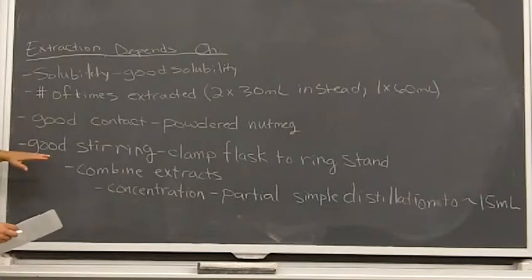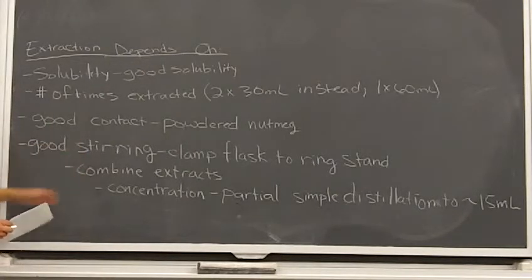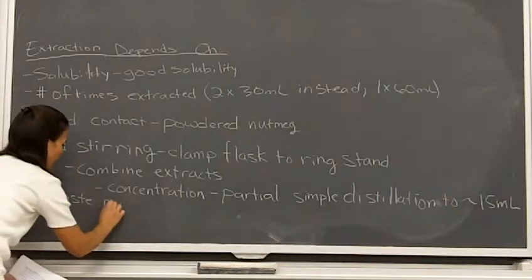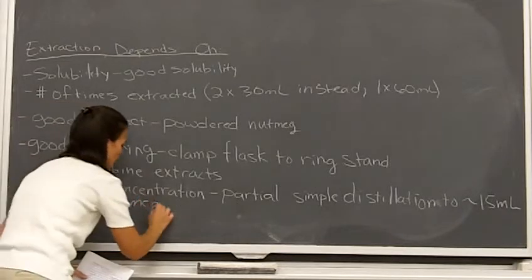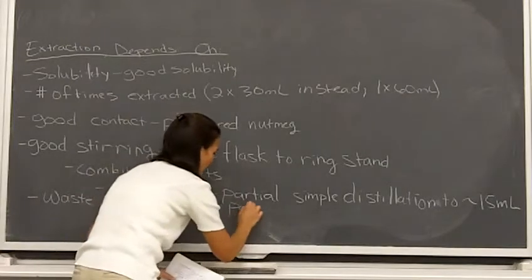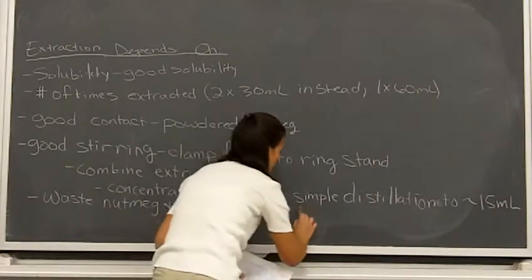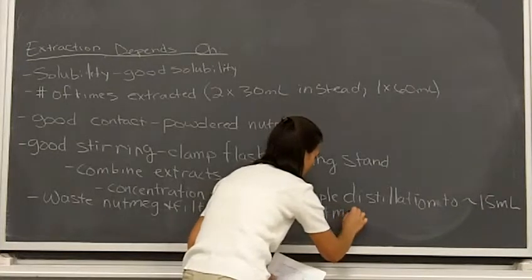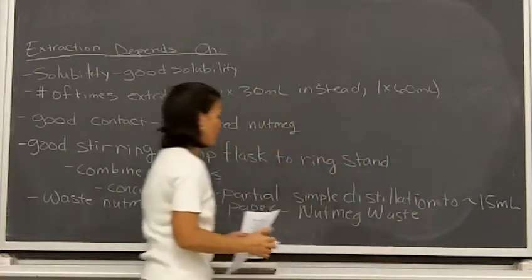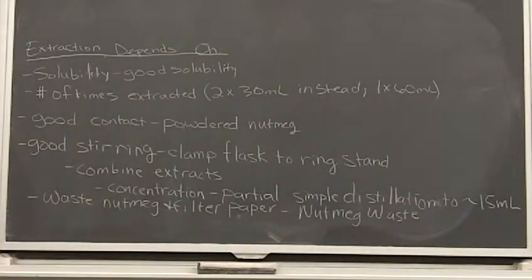So a couple other notes. Once we are done here with our extraction, the waste, nutmeg, and filter paper go in a container that says nutmeg waste in the hoods. So look for a big tub that says nutmeg waste on it. You want your filter paper and your nutmeg in there. What I do is let things dry out at the back of your hood until the end of the lab period. And then you can put the dried out nutmeg and the filter paper in those waste containers, okay?